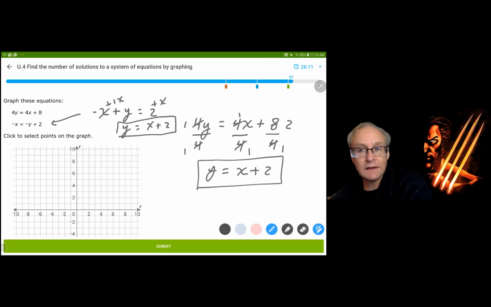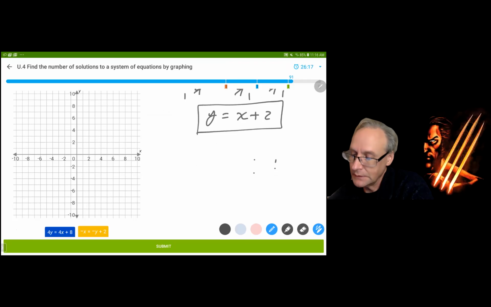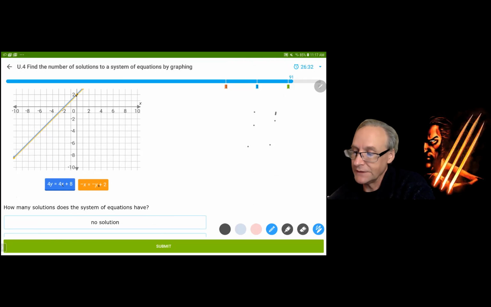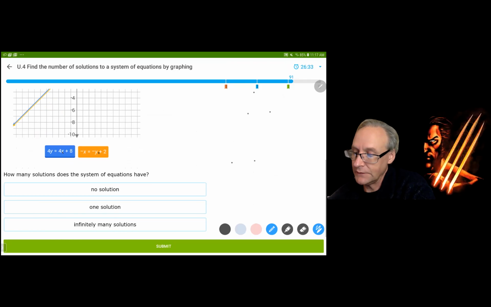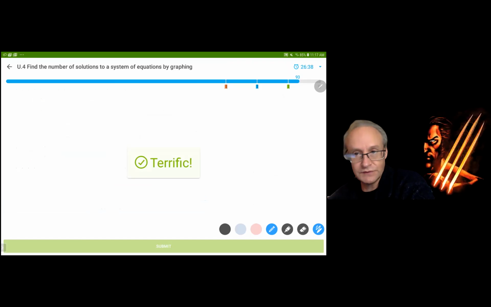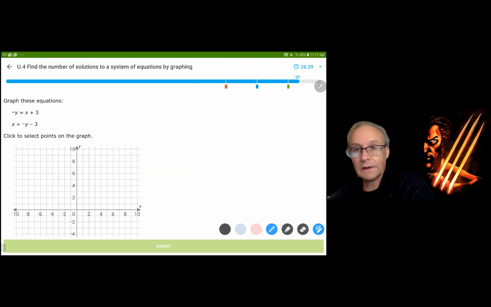So this is an infinite number of solutions, and they go through 0, 2, and have a slope of 1. And lots of ways of doing it, but we know that both equations are y equals x plus 2. And there's the equation, and there's the line. There's other ways to do this. Of course, they have infinitely many solutions. Not all solutions, though. Only the solutions that are on the line.